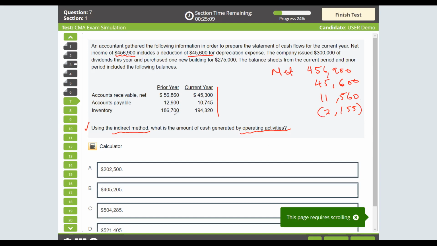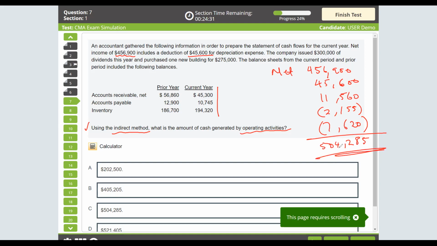Okay, inventory was 186,700, and inventory increased. Why did inventory increase? Because we purchased more inventory, and we use cash to purchase it. So we are going to have a negative number. So we are going to do 7,620, and we are going to sum up everything here to give us the answer. So we're going to have 8, 2, 4.